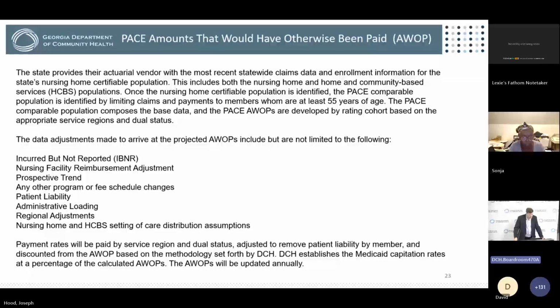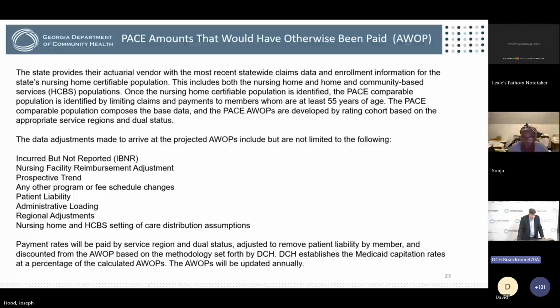And they looked at the most recent statewide claims data and enrollment information for the state's nursing home certifiable population. So that would, as Brian talked about, include home and community-based service waiver population that are at a nursing level of care. And then it also includes our nursing level population that is in a skilled level setting and is being served by nursing homes. So it has the claims information from both those populations and is the certifiable population. The PACE comparable population is identified by limiting claims and payments to members who are at least 55 years old, and then doing the comparable population composes the base data.